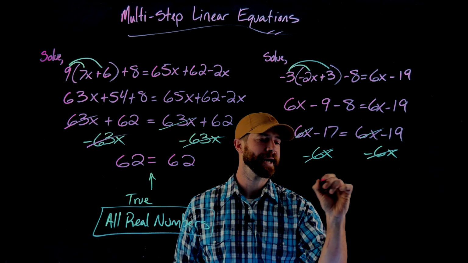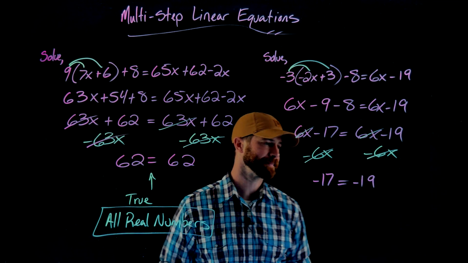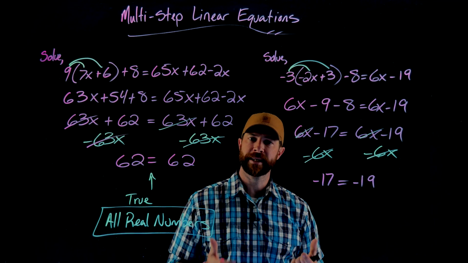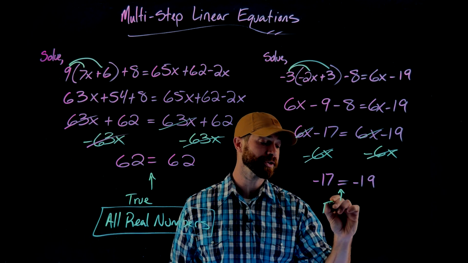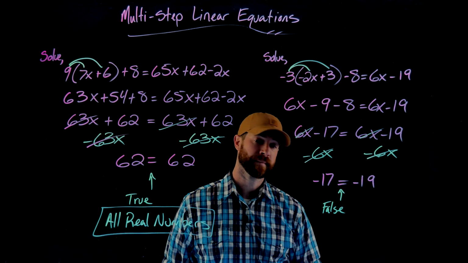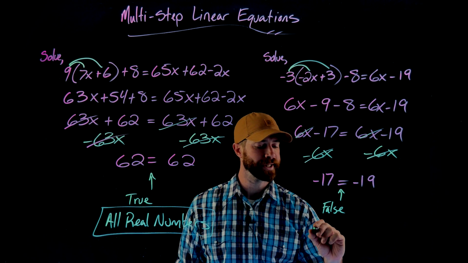In this case, I'm left with negative 17 equals negative 19. My variable's gone. I'm not going to get one unique solution. In this case, I'm left with a false statement. What that means is there is no solution to this equation. It's called a contradiction.